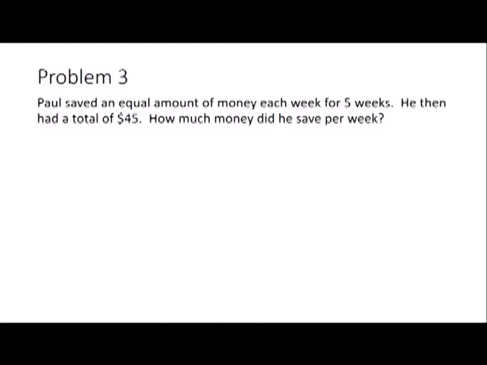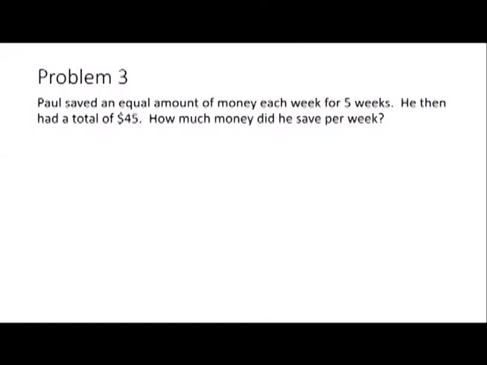in it. So we know Paul had some money, he had saved some money. We know how long he saved it for. He saved it for 5 weeks. At the end of the 5 weeks, he had a total of $45. What we do not know and what we are asked to find is how much money did he save per week. One important bit of information in this problem is the fact that he saved an equal amount of money each week. So we're going to use that to solve the problem.